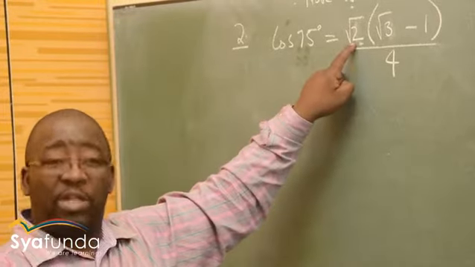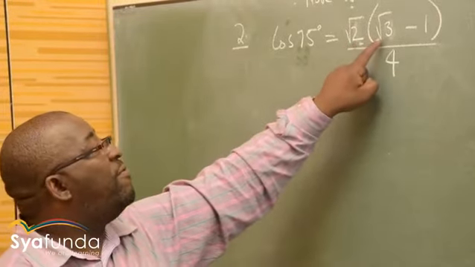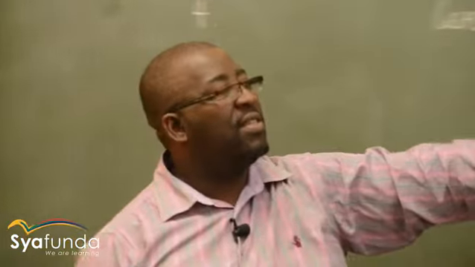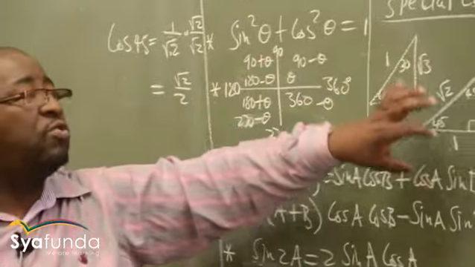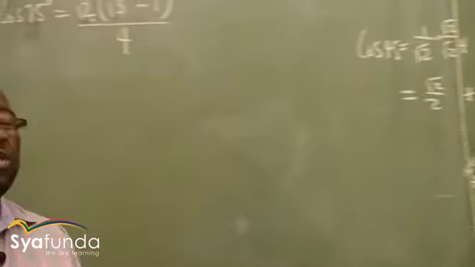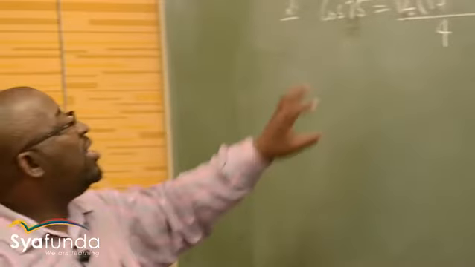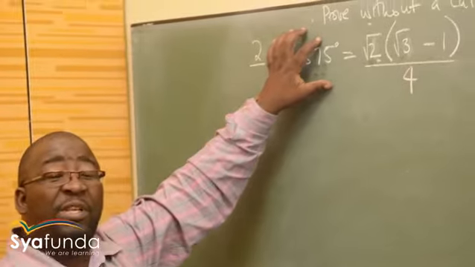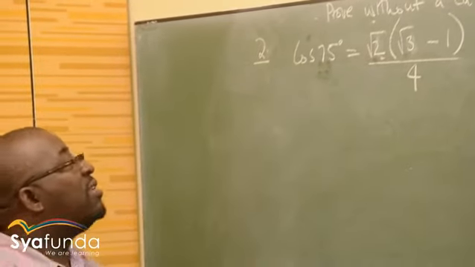Where do I find square root of 2? I've seen square root of 3 somewhere. Where did I see that? I've seen that in special angles. When I use these two triangles, I can see square root of 2 and I can see square root of 3. That guides me into using special angles. Can I represent this in a special angle form? Yes, I can. So how do I do that?